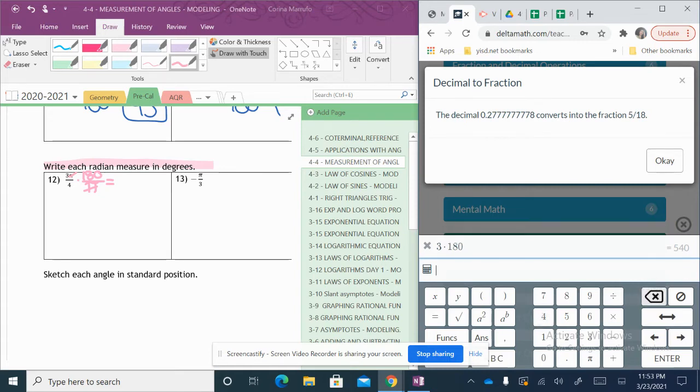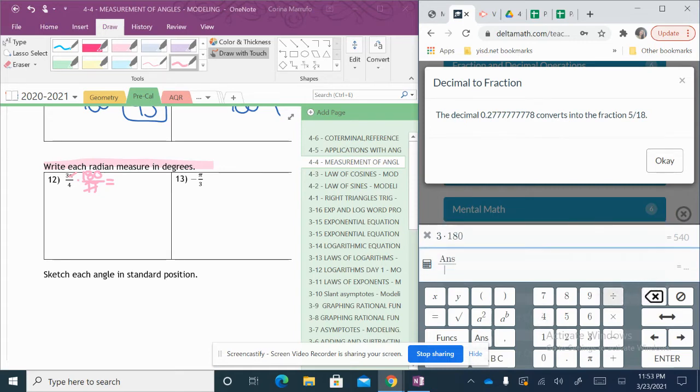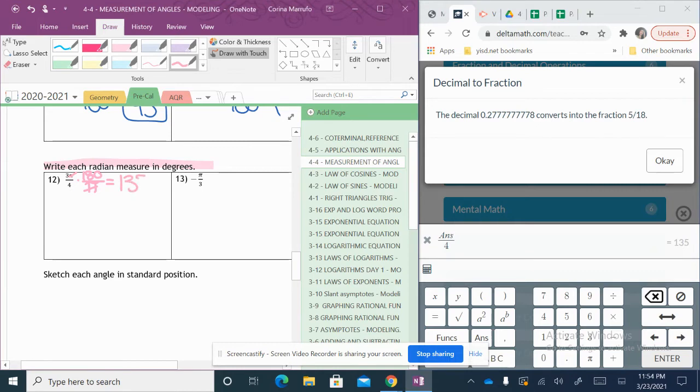Enter, and then we're going to divide that by 4. The answer divided by 4. That gives us 135 degrees.